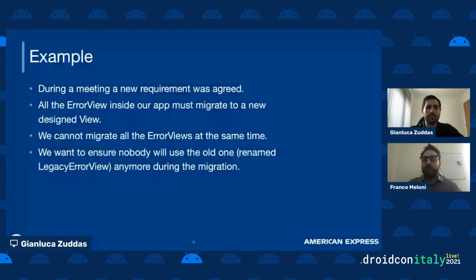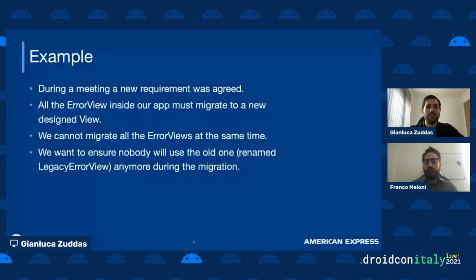So our approach to the migration will be to rename the old error view to legacy error view, and create a new error view and do the migration gradually. However, during the migration, we would like no one to actually use the old legacy error view. And possibly, we would like to have something automated that checks the legacy error view is not used, so that we don't have to manually check on every PR if the author uses the legacy error view.